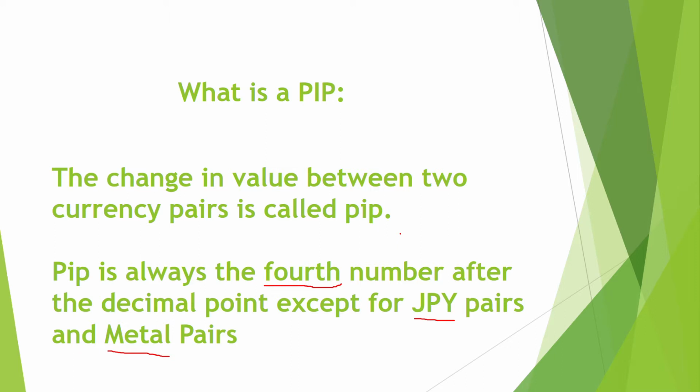The change in value between two currency pairs is called a pip. Just as human movement is measured in steps, like if you move from point A to point B, they will say you've moved about 2 or 3 steps. You understand? So when the price moves from point A to point B in Forex, it's called pip movement, like 2 pip movement, 3 pip movement, 4 pip movement. You understand?